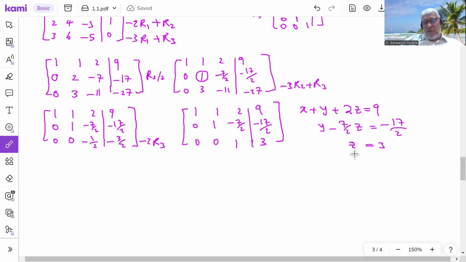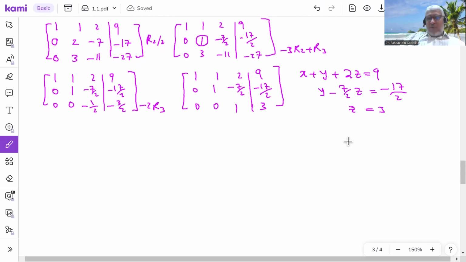So from the third equation, I have the value of Z. I use a method called back substitution. I go back and substitute. So if I go back to the second equation now, I have y minus 7 over 2 times z, but z is 3, so I can replace z by 3. So I have y minus 21 over 2 equals negative 17 over 2. Now, if I take negative 21 over 2 to the other side, it would be negative 17 plus 21 over 2, which would be 4 over 2, which is 2, so y is 2.